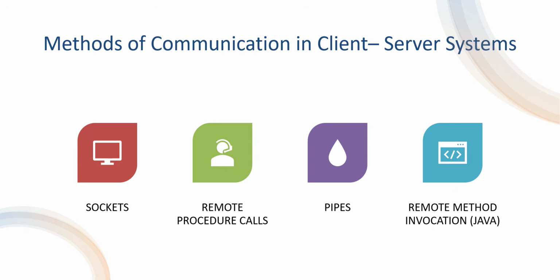Sockets are commonly used for network communication. RPC allows a process to call a procedure running on another system. Pipes provide a stream-based communication mechanism between processes. And RMI extends the remote communication concept to objects in Java. Let us now study these mechanisms one by one.